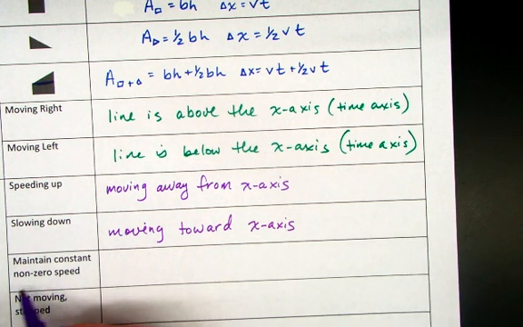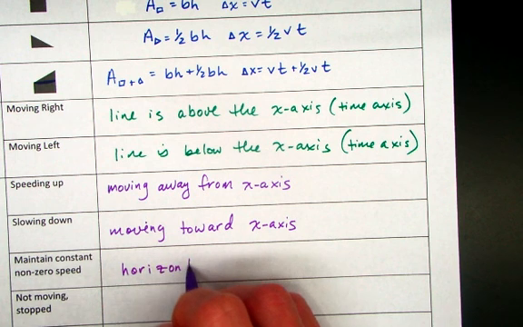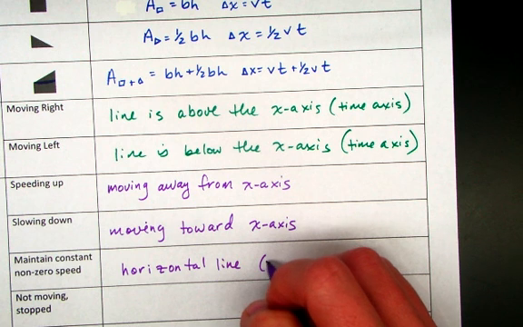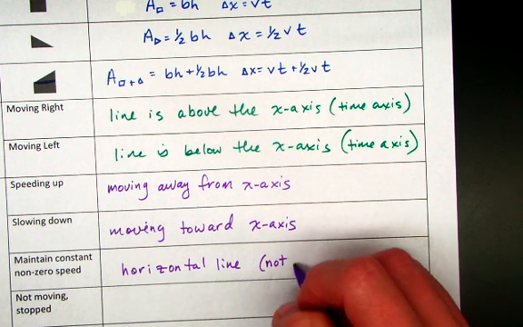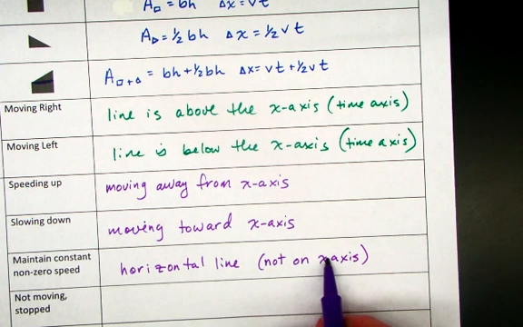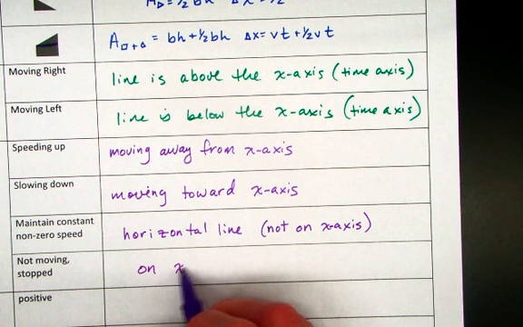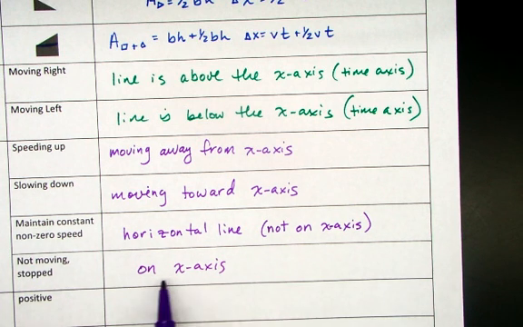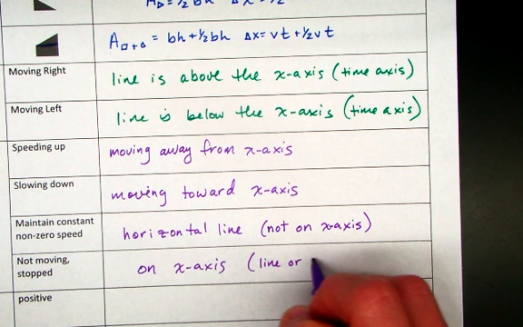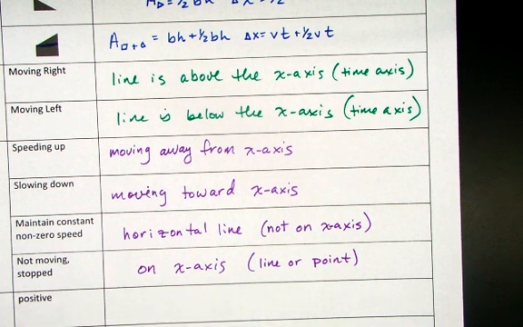If you're maintaining a non-zero speed, this is a horizontal line, not on the x-axis. And if you are stopped, you are on the x-axis. So this could be a horizontal line or a point. Sometimes we cross the time axis, and then you're stopped for that moment.